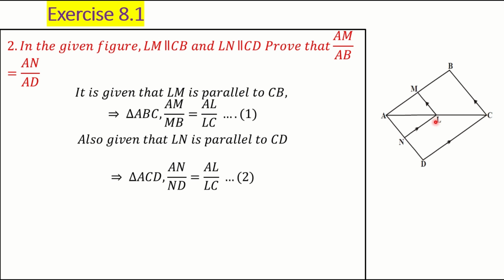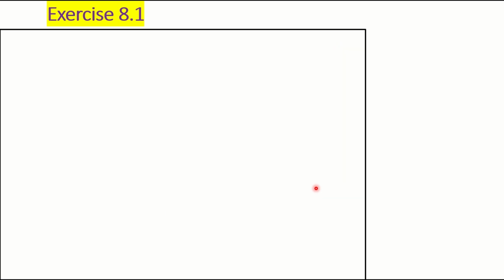So you have these two triangles attached. One common side is there. If the ratios are the same, and these two parallel lines are from the same point, then from these two equations, we can say AM by MB equals AN by ND. Next.